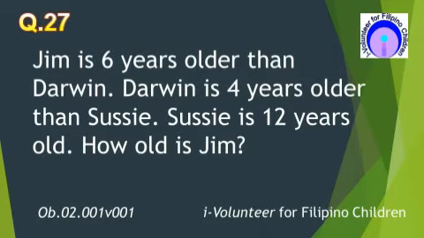Jim is 6 years older than Darwin, and Darwin is 4 years older than Susie. Susie is 12 years old. How old is Jim? Your timer starts now.